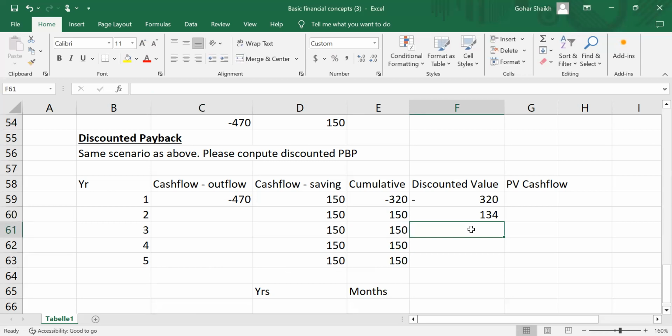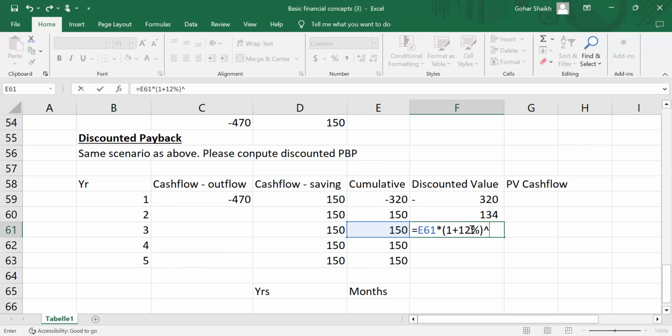Similarly, for the next year, equals 150 multiplied by 1 plus R, where R is 12%, to the power 3 minus 1, which is 2, negative 2.